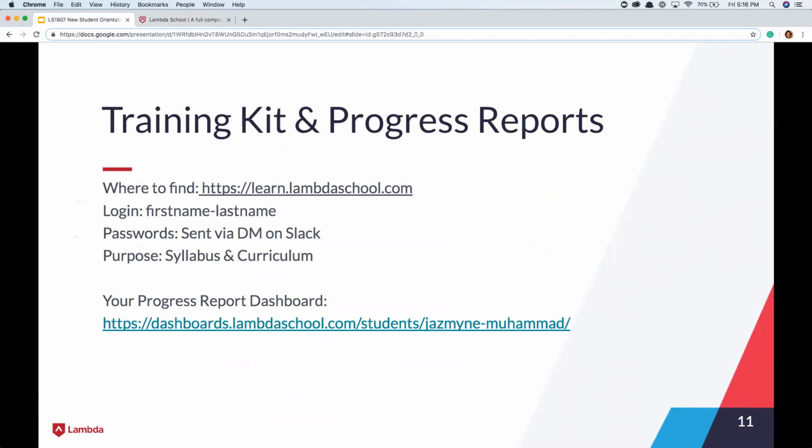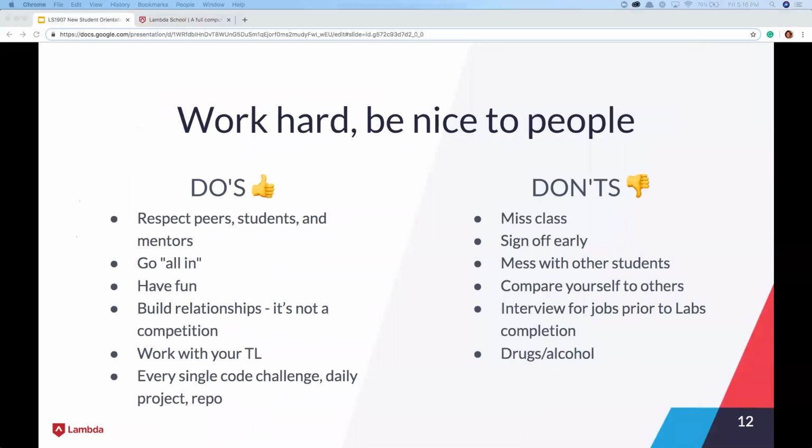Let's move on to some do's and don'ts. I know I have a lot of do's and don'ts. Work hard and be nice to people. It's really that simple, but this breaks it down a little bit. And these do's and don'ts, they kind of coincide as well. So respect your peers, respect the other students and your mentors, respect yourself, of course. Go all in, give it all you got, okay? This is gonna be hard, so you gotta give it all you got.